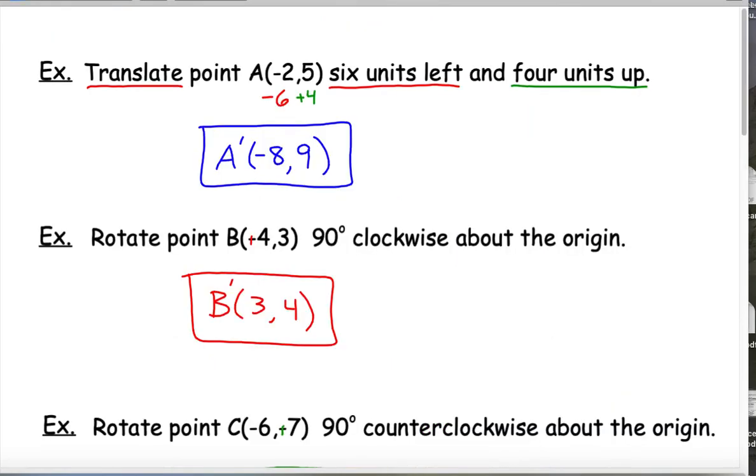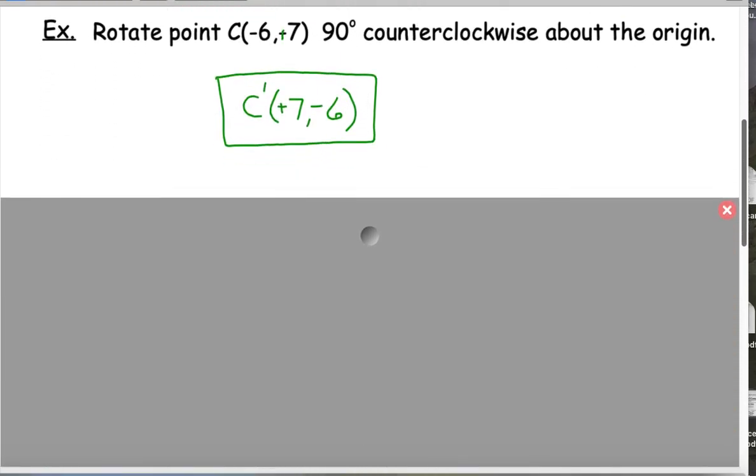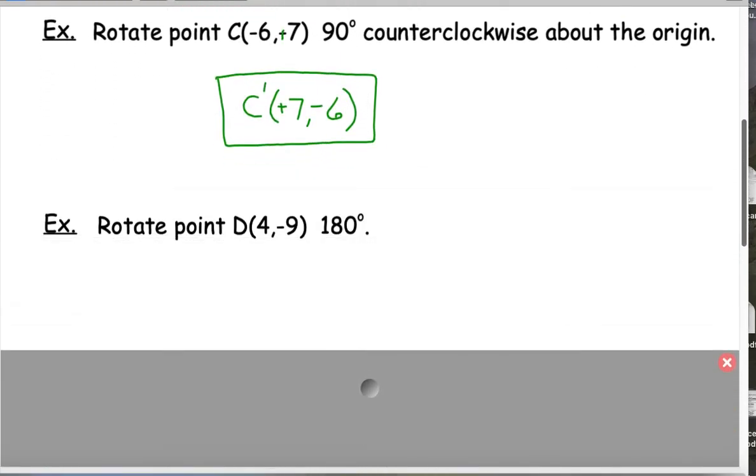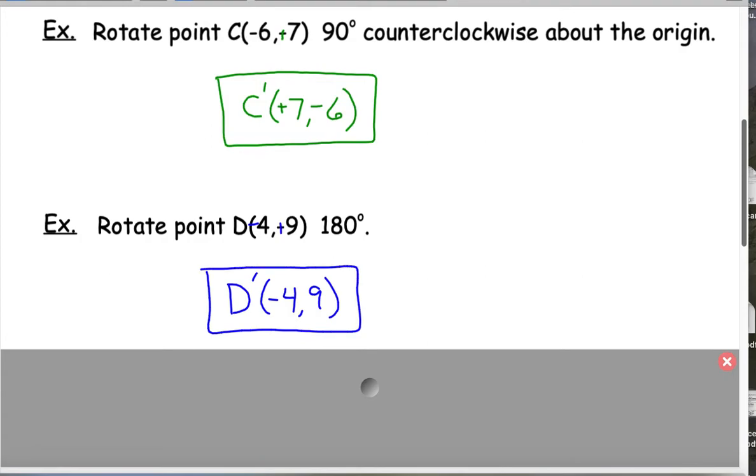All right, how about the next one? Let's rotate the point D 180 degrees. So remember what happened with 180 degrees. We did not change the order, but we did change the signs of both of them. So 4 becomes a negative 4, and a negative 9 becomes a positive 9. So negative 4, 9 is our answer.